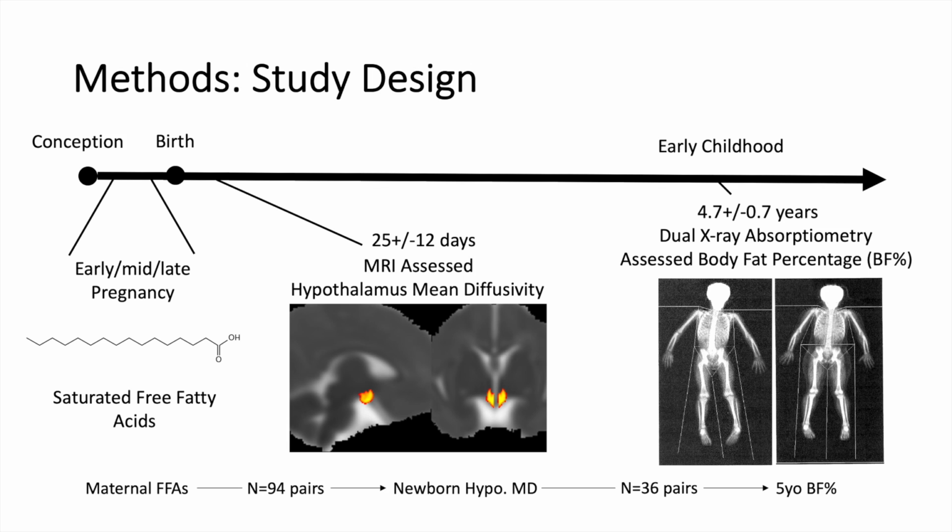This overview slide presents the longitudinal study design. Pregnant mothers were recruited in early pregnancy, and free fatty acid concentrations were characterized in early, mid, and late pregnancy. Babies born to these mothers were imaged shortly after birth using diffusion-weighted MRI, and again in early childhood using DEXA to ascertain whole body fat percentage. I will now provide a more in-depth look at each of these three measurements.